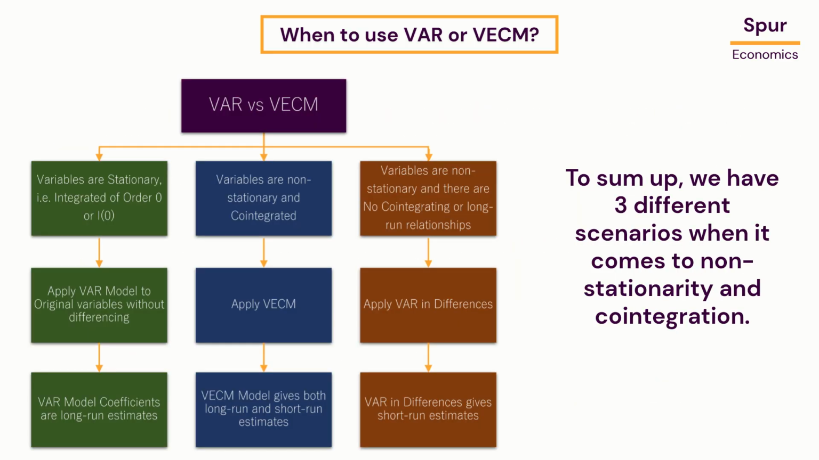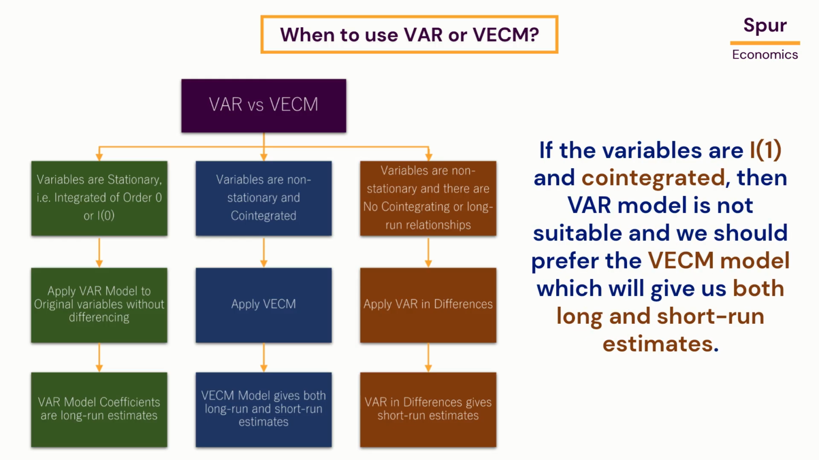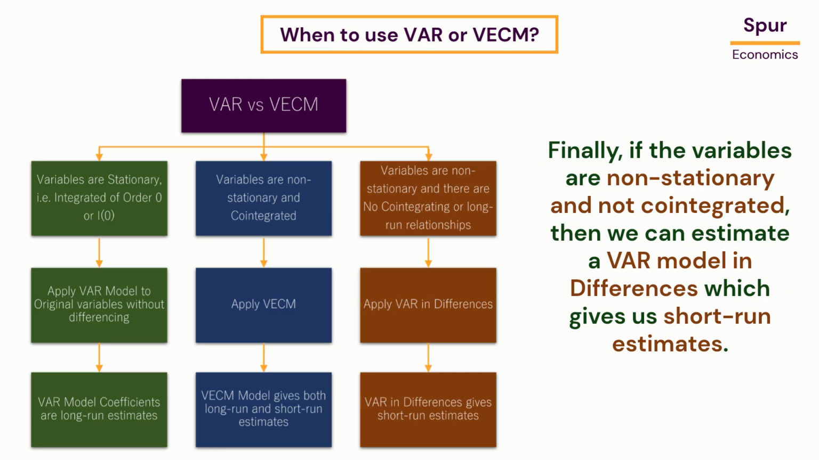To sum up, we have three different scenarios when it comes to non-stationarity and cointegration. If the variables are stationary, then we can estimate a straightforward VAR model with original variables, which will give us long-run estimates. If the variables are I(1) and cointegrated, then VAR model is not suitable and we should prefer the VECM model, which will give us both long and short-run estimates. Finally, if the variables are non-stationary and not cointegrated, then we can estimate a VAR model in differences, which gives us short-run estimates.